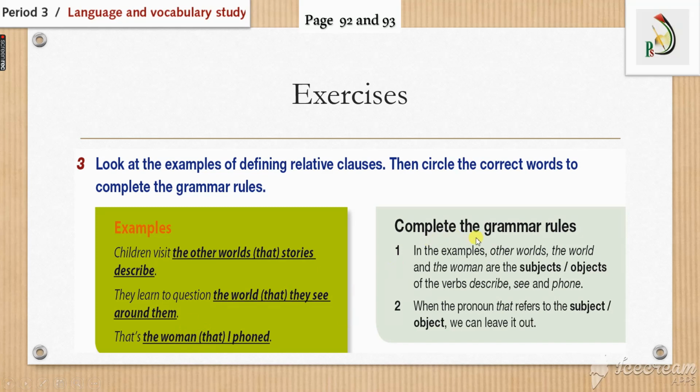See, in the examples, other worlds, the world and the woman, are they the subject or the object? As I told you, they are the objects. When the pronoun that refers to the object, we can leave it out. Object, you can remove that, because the pronoun refers to the object.